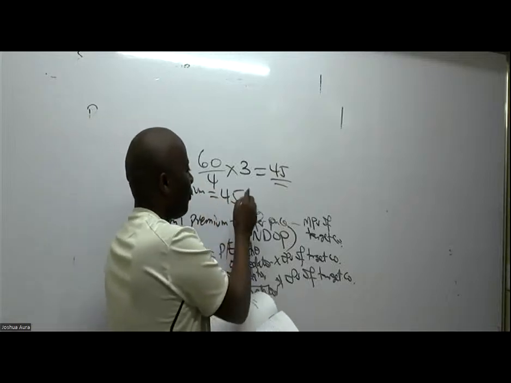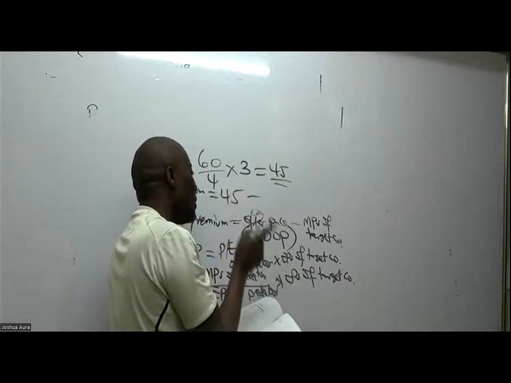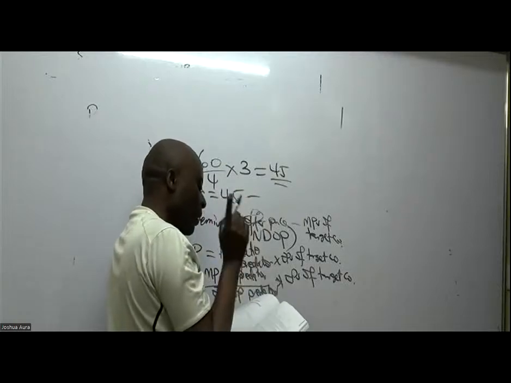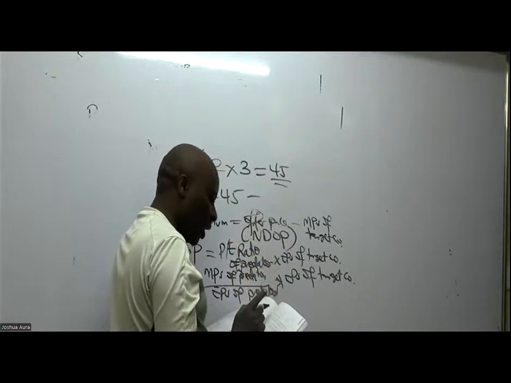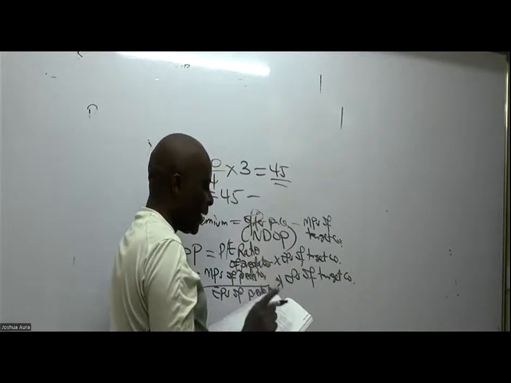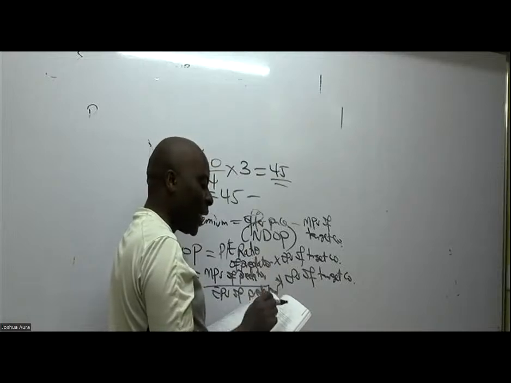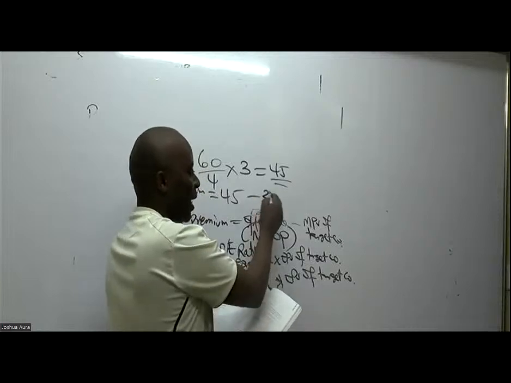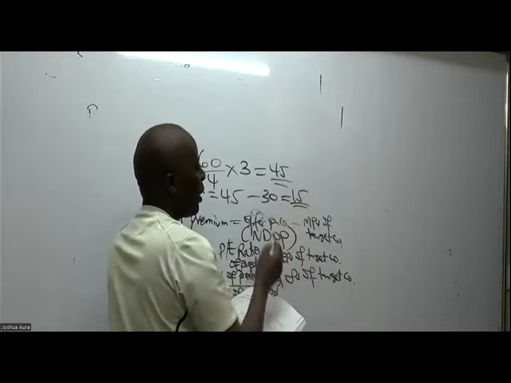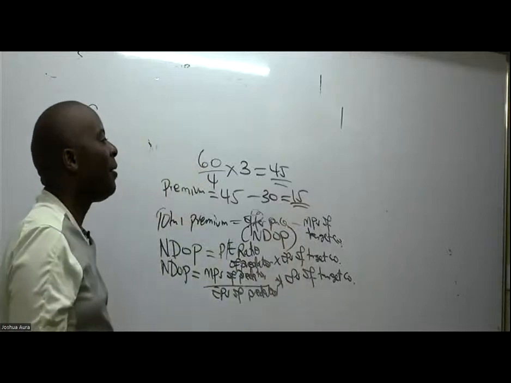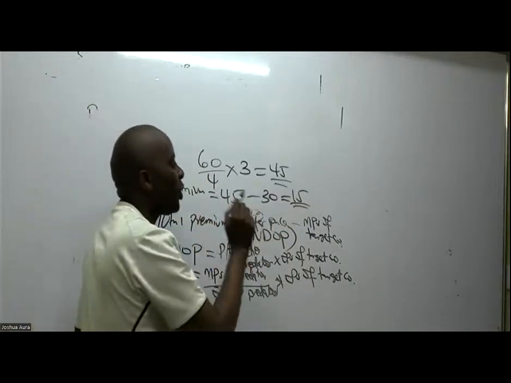Therefore the premium will be equal to the offer price, 45, minus the market price per share of the targeted company. I can see an error there. This is supposed to be shillings 30, not 3.0. So 45 minus 30 gives me 15. Now again, remember that this is 15 per share.